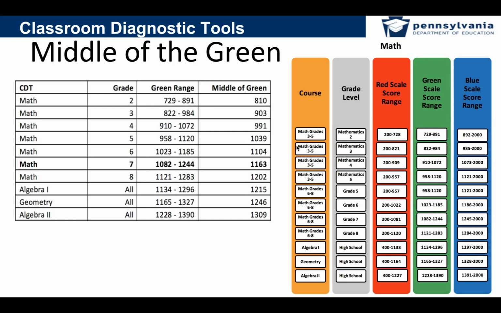So if you're a second grade student, the middle of the green is 810 for math. And for a third grade student, the middle of the green would be 903, and so forth. And you can see how that middle of the green is a progressively larger number as you move through the higher grade level courses.